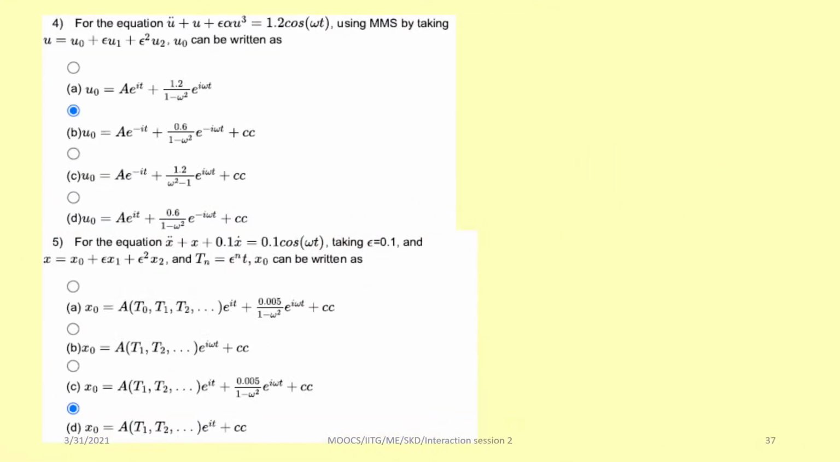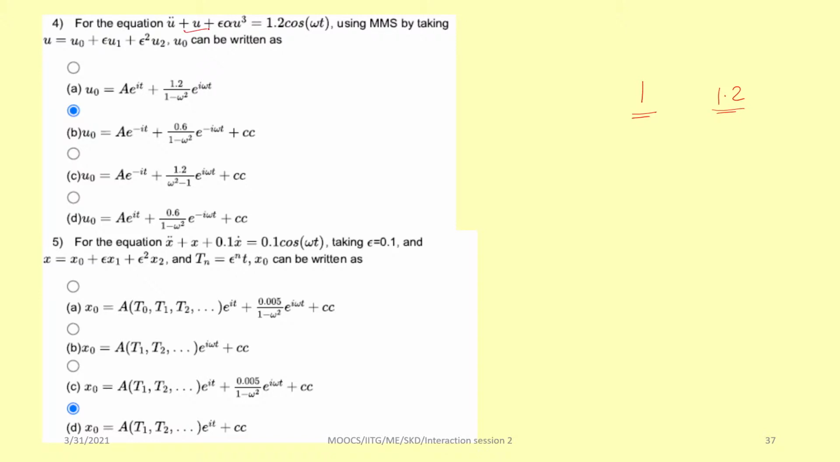So let us see the next question. For the equation u double dot plus u plus epsilon alpha u cube equal to 1.2 cos omega t, using the method of multiple scales, by taking u equal to u0 plus epsilon u1 plus epsilon square u2, u0 can be written as what? So you just see what is happening. On the right hand side, the forcing term, we are not using any epsilon. The coefficient of u is 1, and the coefficient of the forcing term 1.2 cos omega t is 1.2, so they are comparable.